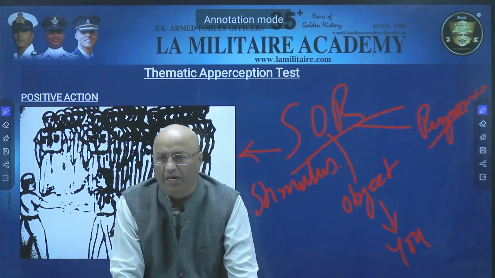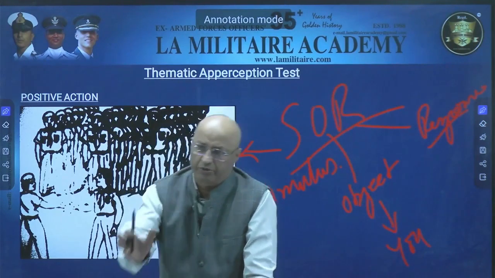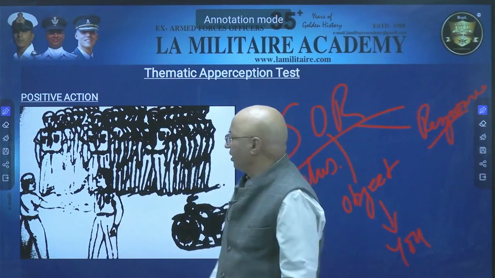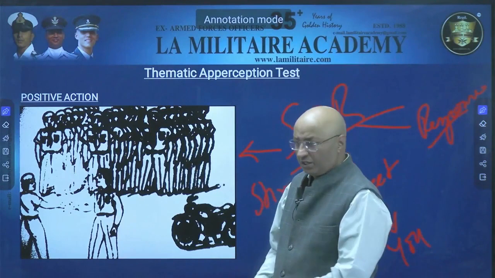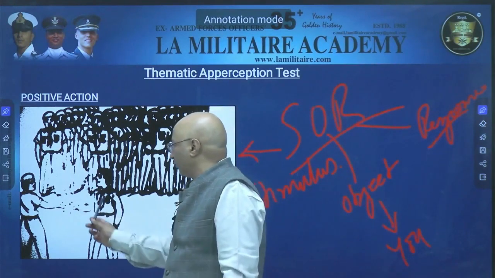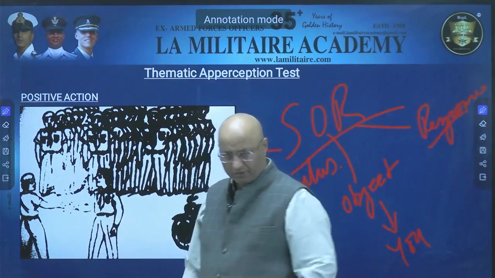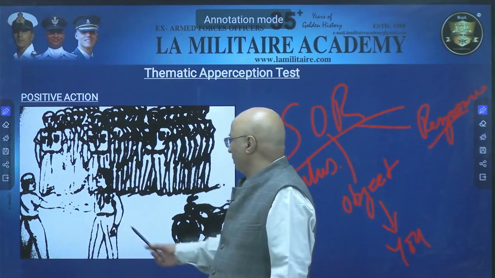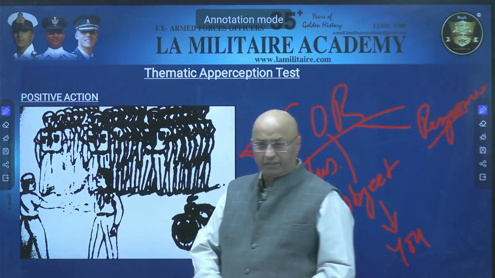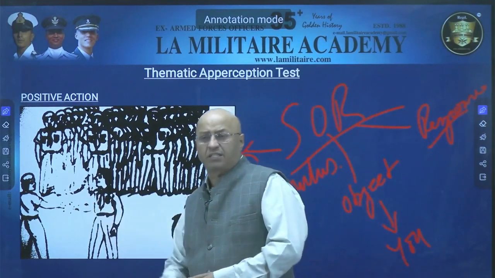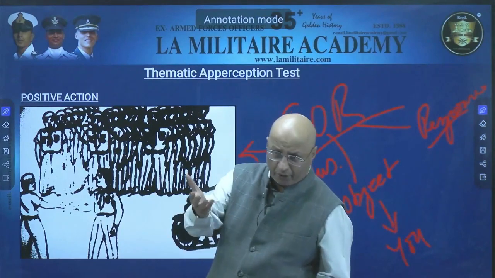And the moment you do that, you're going to identify that, okay, you are on the right track. So here we go. In this picture, you can clearly see that there are two people shaking hands, probably. This bullet, the carrot standing. You can believe it as an NCC situation, if you know about NCC.